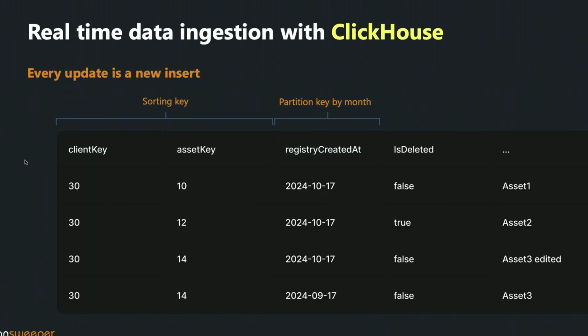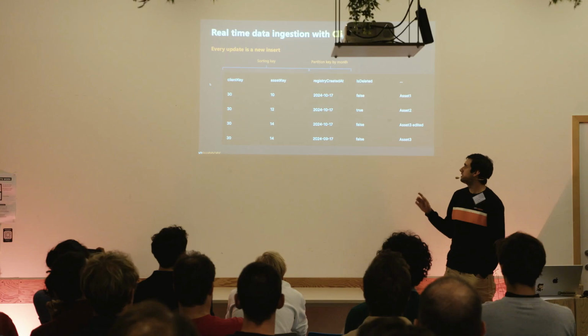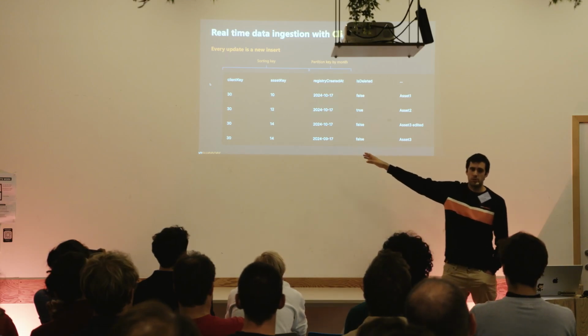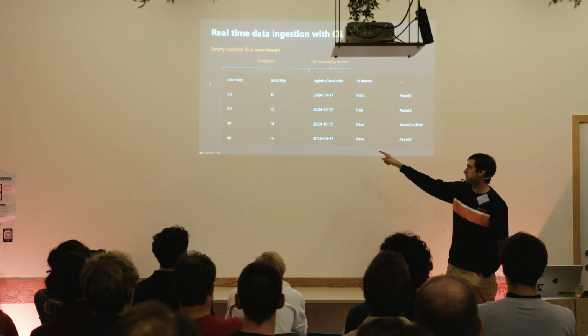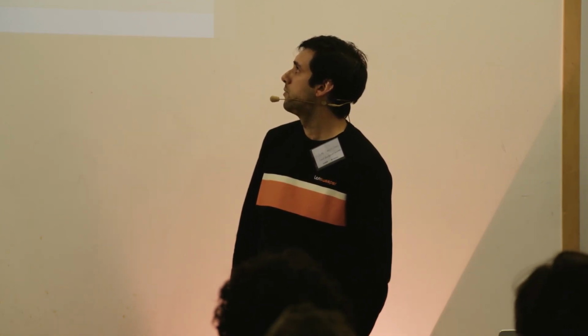We thought we were going to be the first one to do that, but of course not. So we have only one table where we store all the information. The sorting key is a combination of the client key and the asset key. This is something really important when you work with ClickHouse. You need to choose the correct sorting key because this defines how many rows you are going to read. And also, the partition key is the date we were inserting these documents.